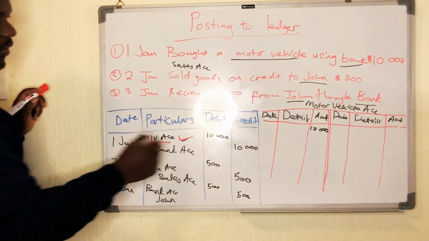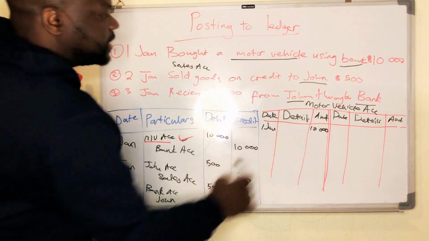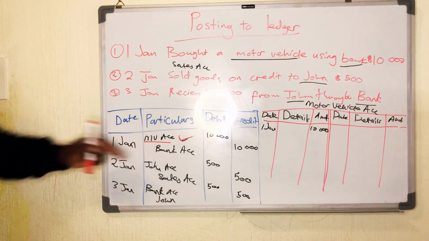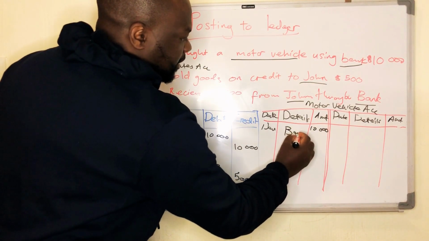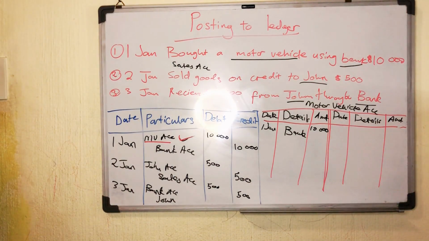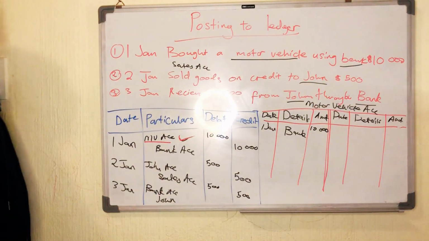The date we are also going to put on the debit side. Now the details, we are just going to take the opposite account, bank. So here we're going to put bank. We are done. That's posting. We have posted. So first we have to draw the format of your ledger.